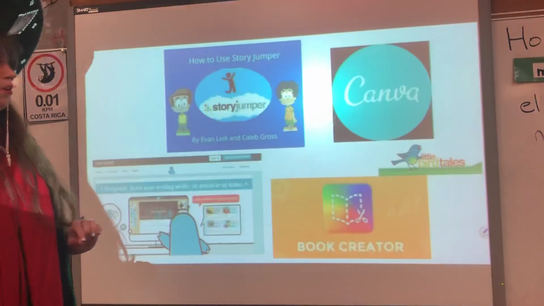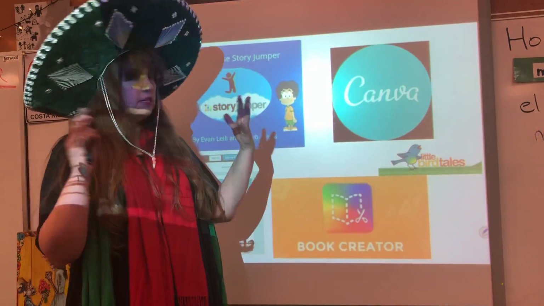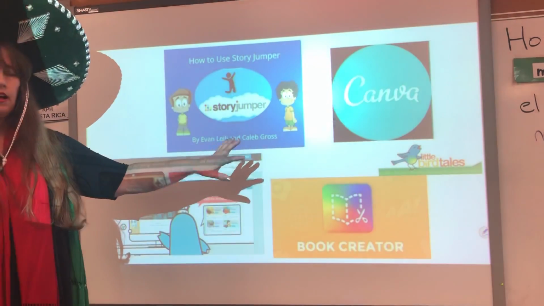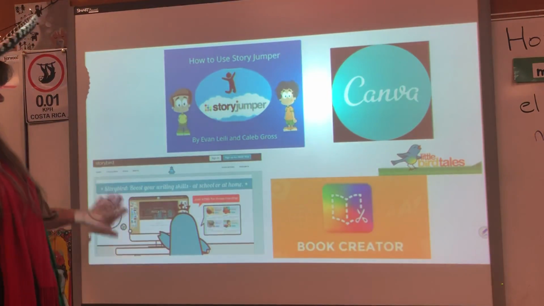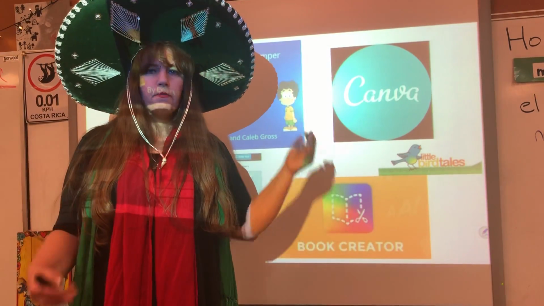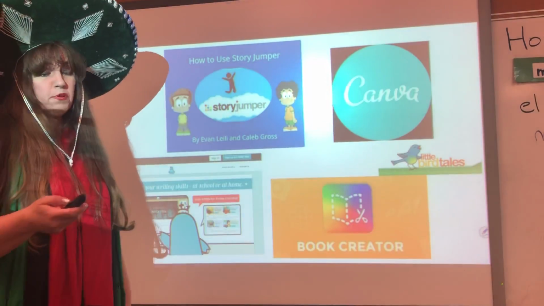Also, the digital books. Those are things, Story Jumper. Canva can also help you make some form of a digital book. It might be more presentational style. There's a site called Book Creator. This is called Storybird, Bird Tales. Feel free to look up if you want to do something like this. Story Jumper, we already know it's pretty easy to use.